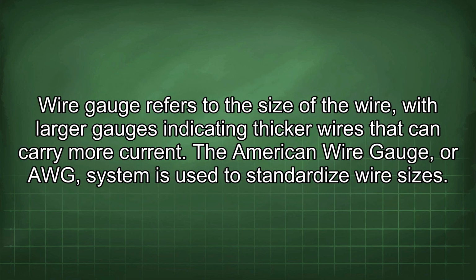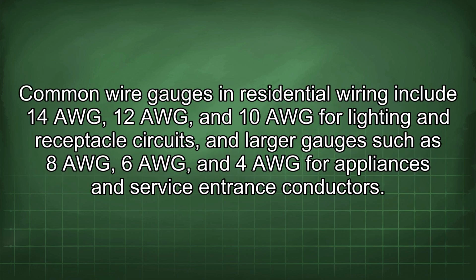Wire gauge refers to the size of the wire, with larger gauges indicating thicker wires that can carry more current. The American wire gauge, or AWG, system is used to standardize wire sizes. Common wire gauges in residential wiring include 14 AWG, 12 AWG, and 10 AWG for lighting and receptacle circuits, and larger gauges such as 8 AWG, 6 AWG, and 4 AWG for appliances and service entrance conductors.